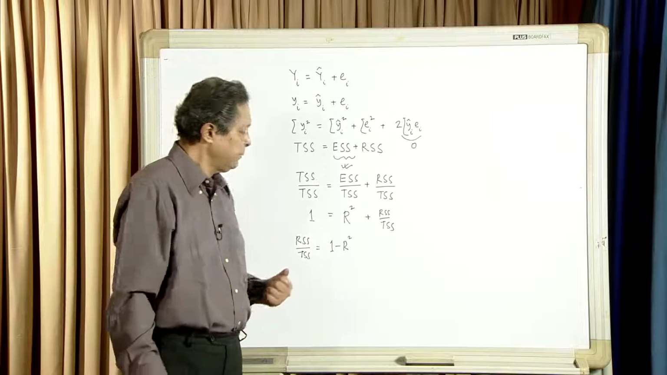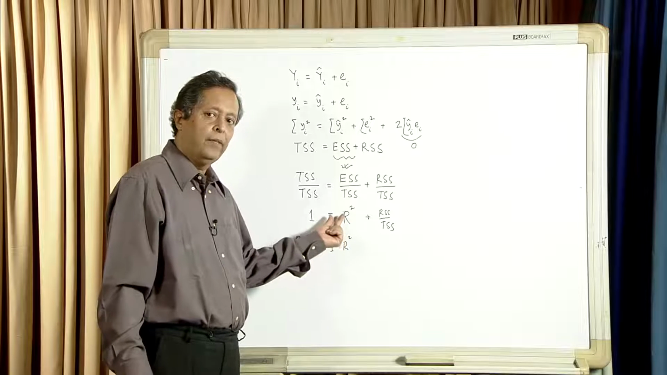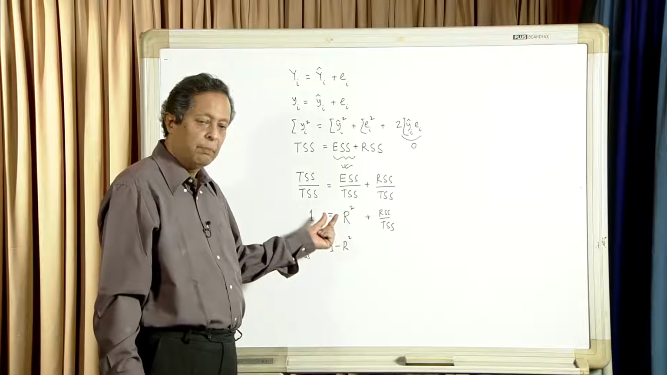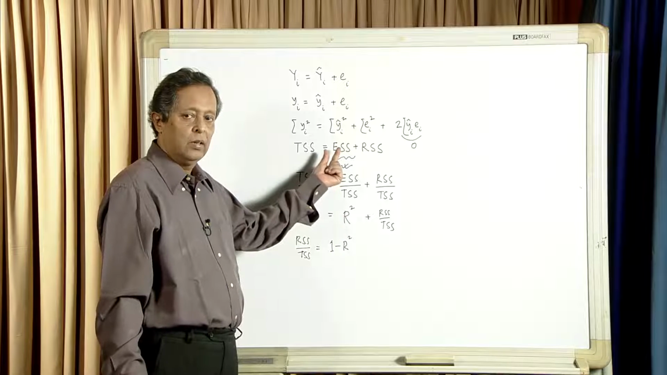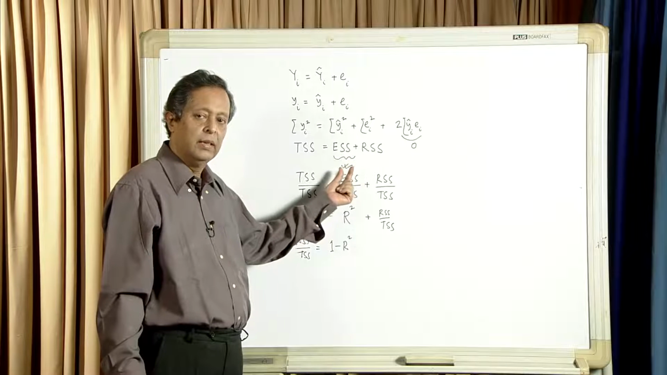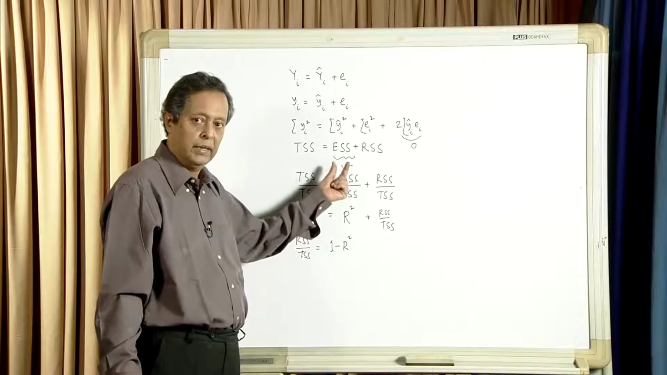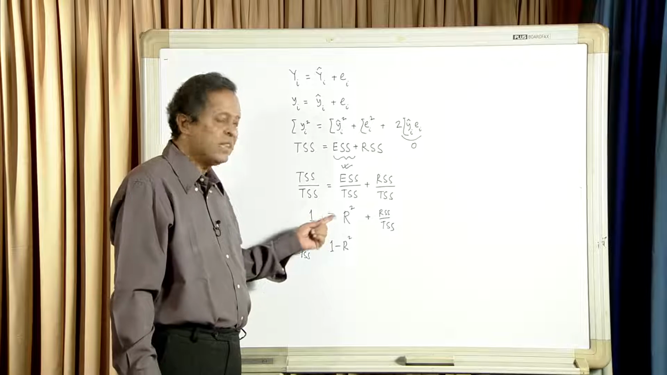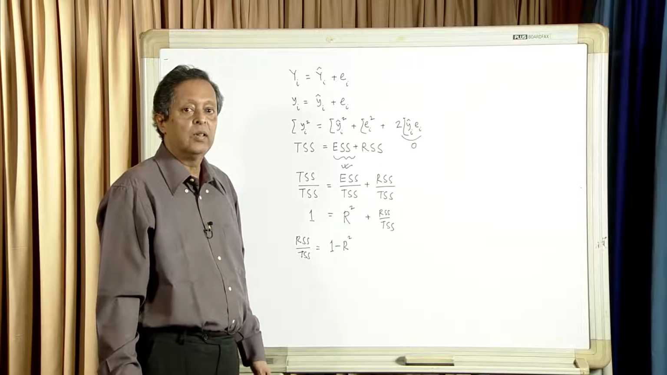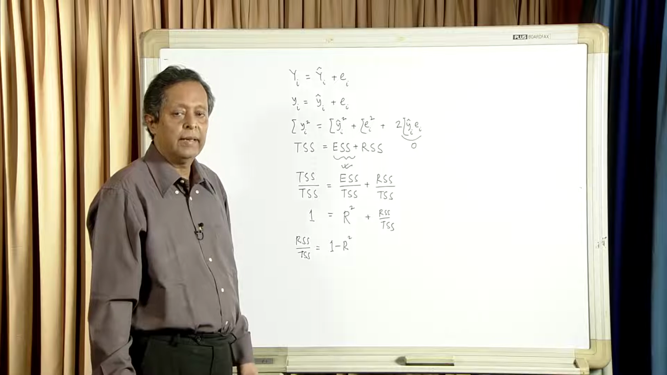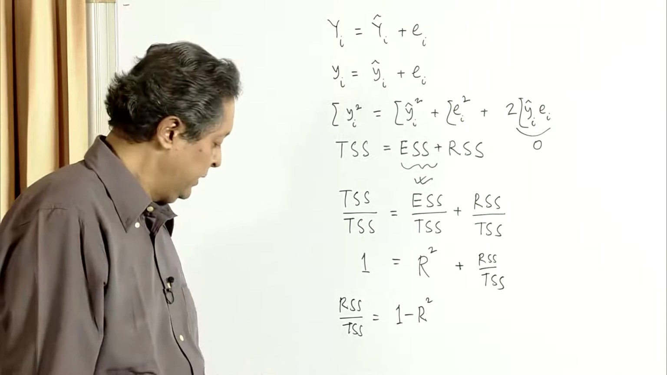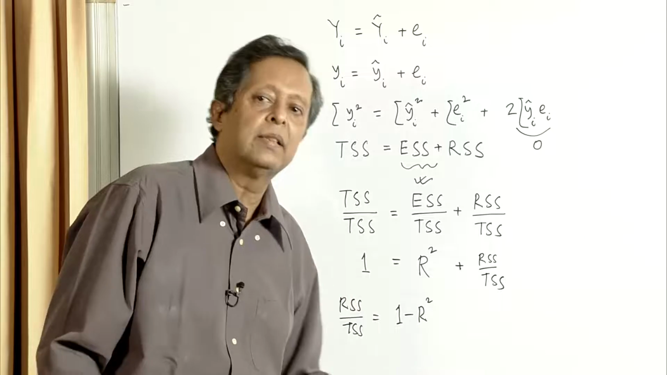So, you can see that higher the value of R square, greater is the proportion of explained variation to total variation, and lower is the proportion of residual variation to total variation. Therefore, R square is often taken as a measure of the goodness of fit of an estimated model. Let us explain the term R square in a little bit greater detail.